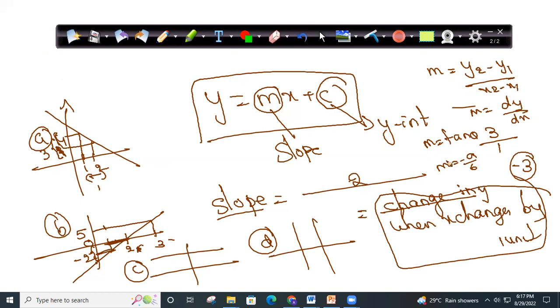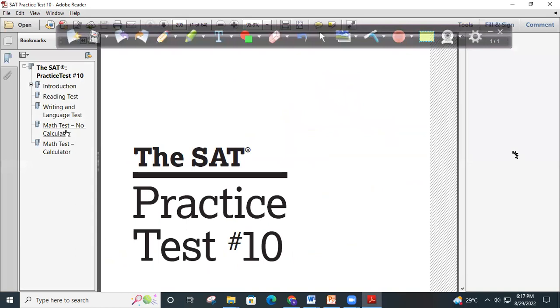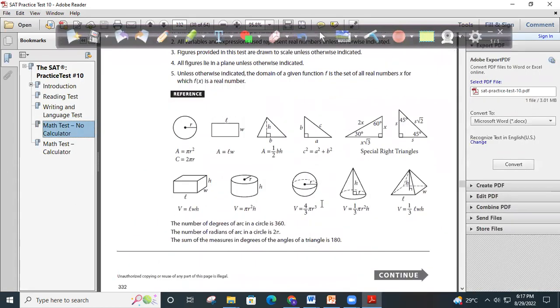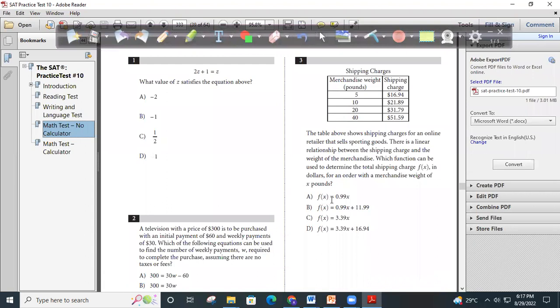You feel like you understood, but you might not be able to understand. Okay, let me show you some questions. I have a good habit of solving actual papers. So in this actual paper, let us identify the first thing. Students ask me how to get a good score. The first thing, how to get a good score in SAT, is you should be in a position to identify which topic the question is from.